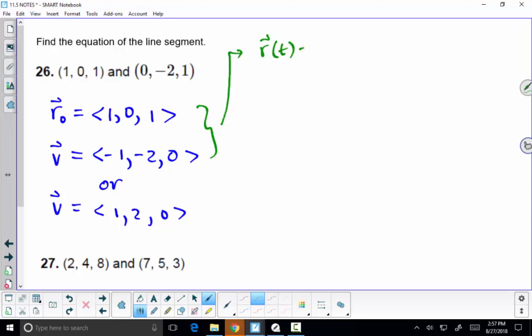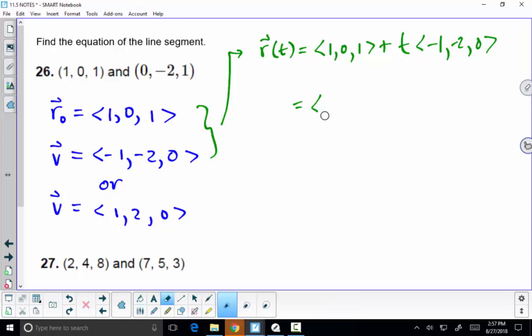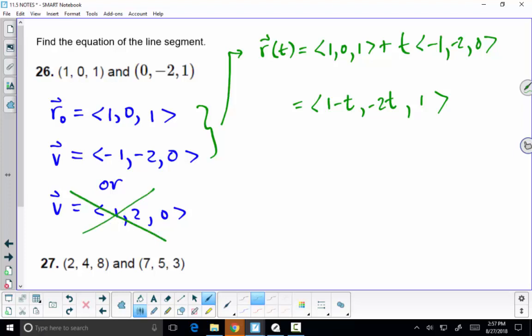So r of t is going to be r naught plus tv. If I wrote this out, this is going to be t, 1 minus t, -2t, 0 plus 1, so 1. I'm not using that one, I'll just put an X over there. That's going to be the entire line if you let t be a real number.